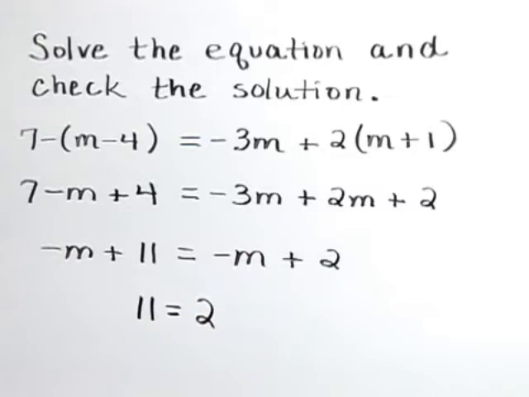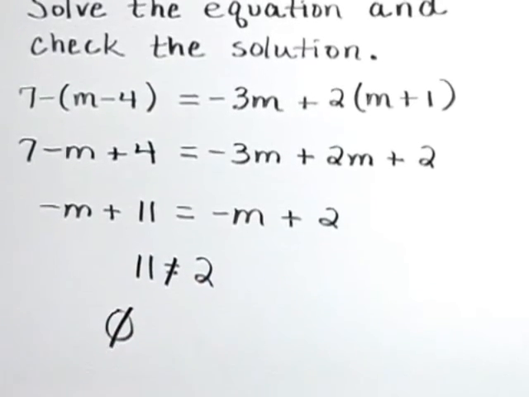11 is equal to 2. That's not true. Here we have an equation that is a contradiction. It has no solution, and we say that the solution set is the empty set.